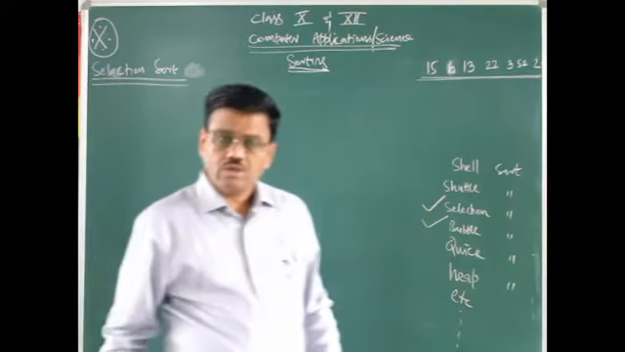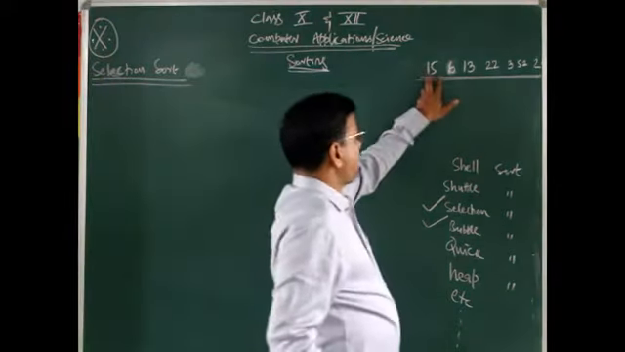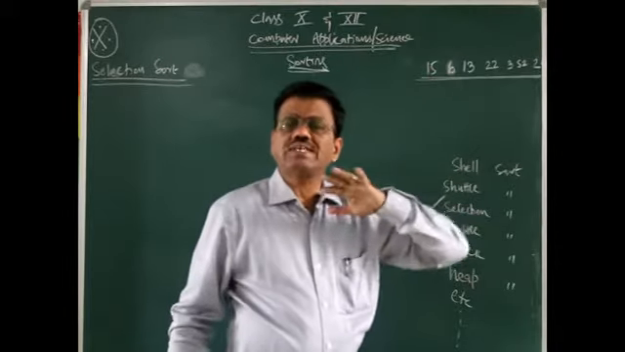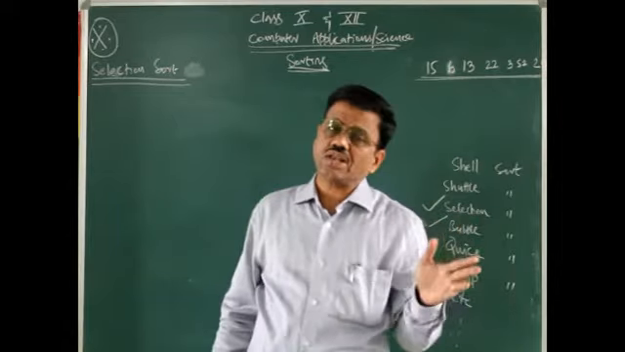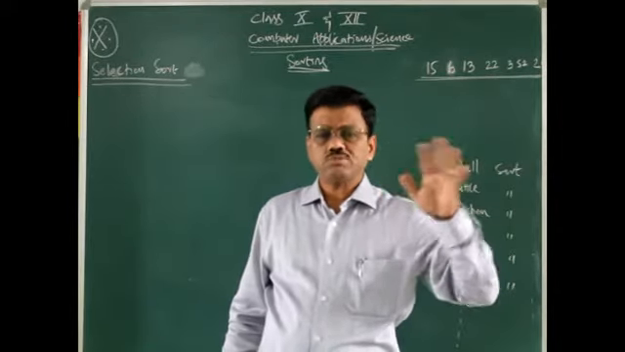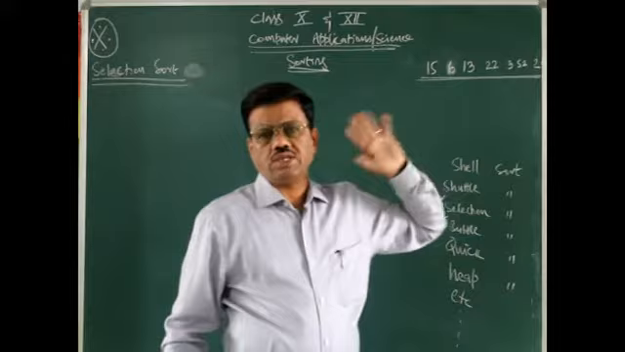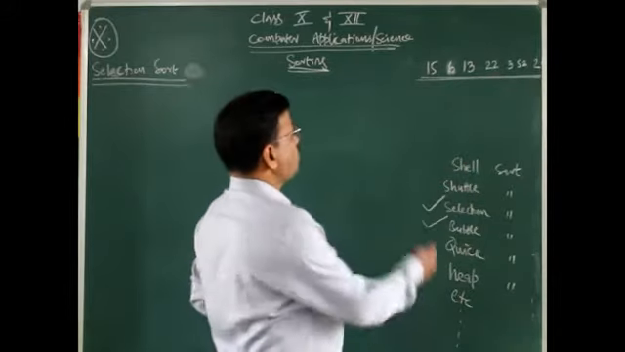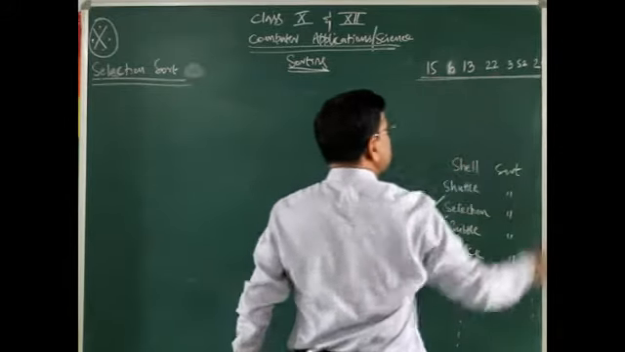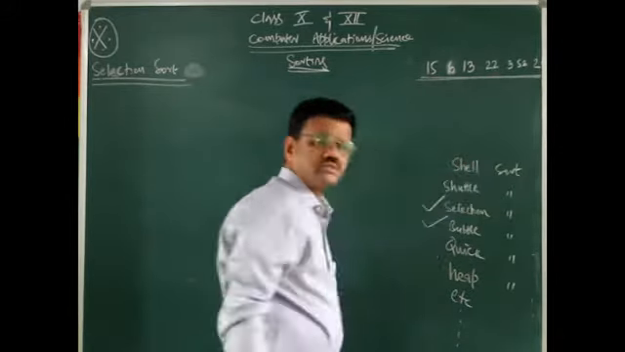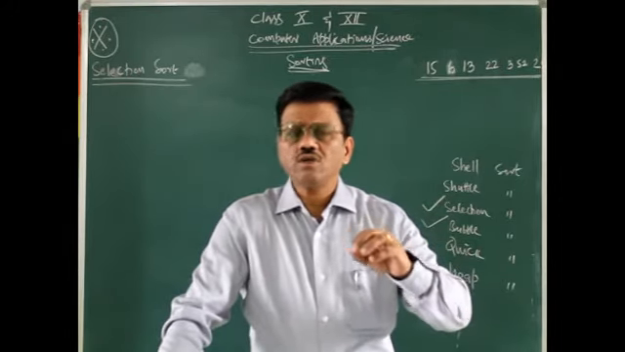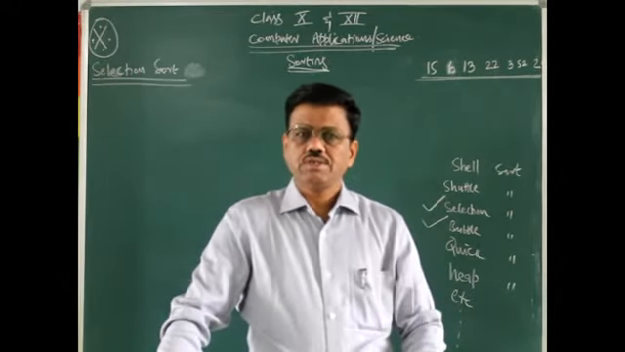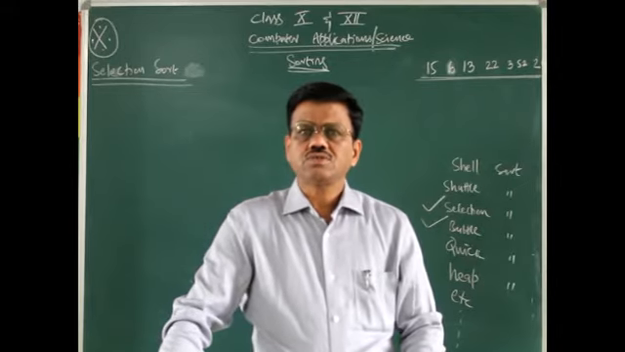How will you do it? Selection sort in ascending order. Ascending order means smallest to biggest. Descending order means biggest to smallest. Let us do it in ascending order. First of all, how many elements are there? 7, 0 to 6. If there are 7 elements, it will compare 6 times.